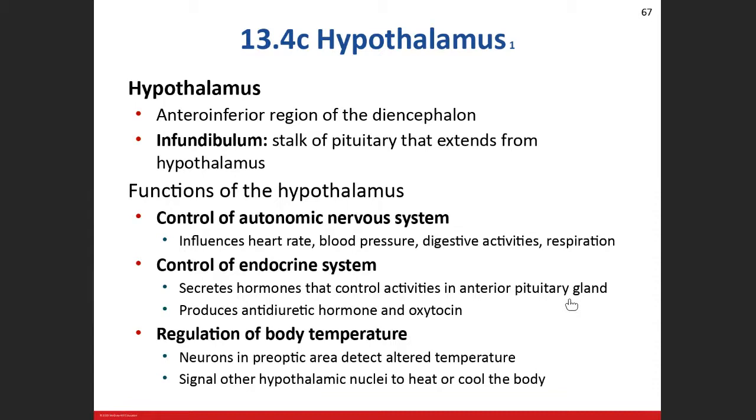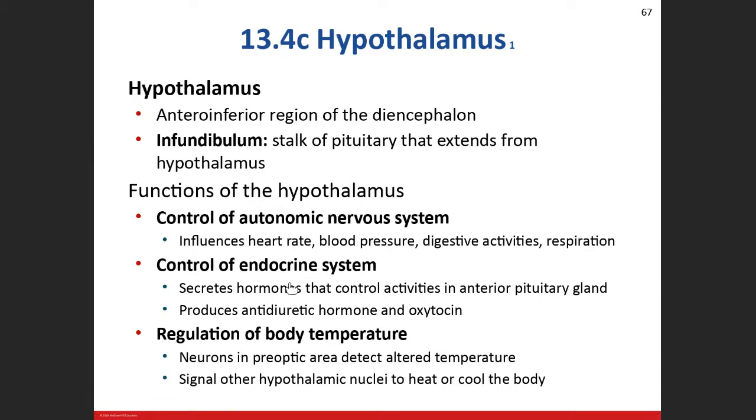For example, from the hypothalamus we have secretion of thyroid releasing hormone. From this region, we also have secretion of gonadotropin releasing hormone. And this gonadotropin releasing hormone or thyroid releasing hormone can affect the thyroid stimulating hormone in the pituitary gland, and then from the pituitary gland we have the secretion of the hormones.